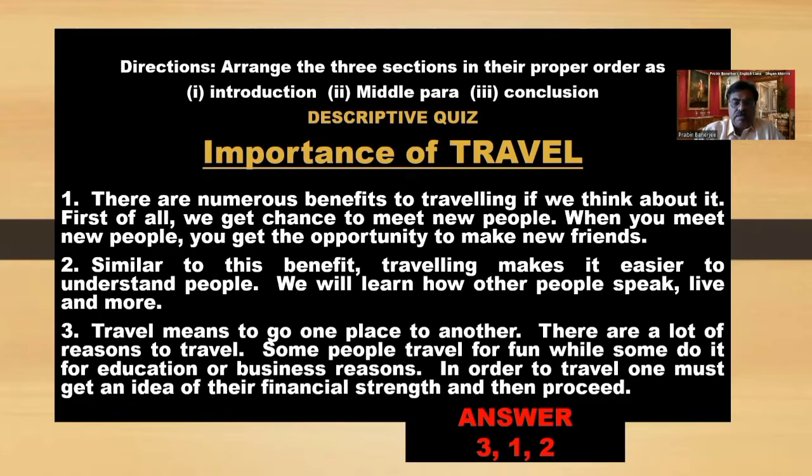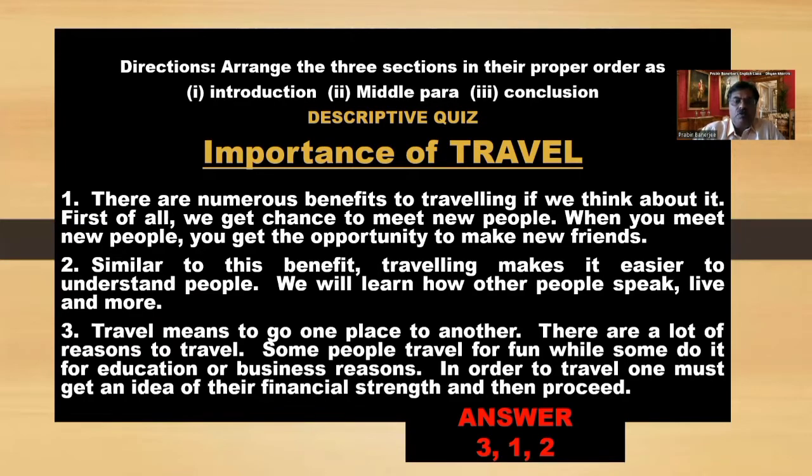Now the logic behind this. The logic behind the answer is, first you need to apply at least 3 WH words in your intro part. What is travel? This is the first WH. What are the reasons for traveling? The second WH word. Third is, what is the main criterion one needs to take before traveling? So these are the three WH words that will come in the intro part. Okay, your section number three is your first intro part.